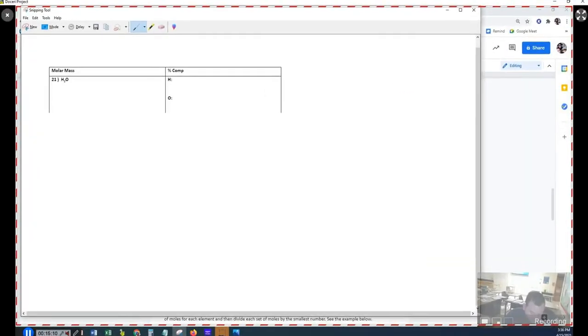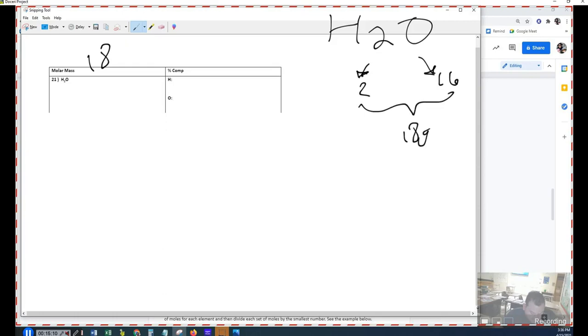Okay, we're going to do water. The formula for water is H2O. Remember that the molar mass of water is 18 grams per mole. So that's a mass of 2 for the hydrogen and 16 for the oxygen. Each atom of hydrogen weighs 1 gram per mole, and so if I have H2, that's 2 for the total mass of hydrogen and 16 for the mass of oxygen. Of course, when I add those up, I get 18 grams per mole.